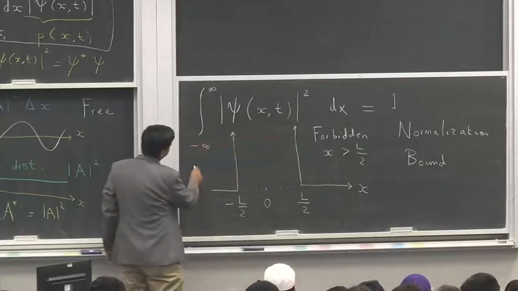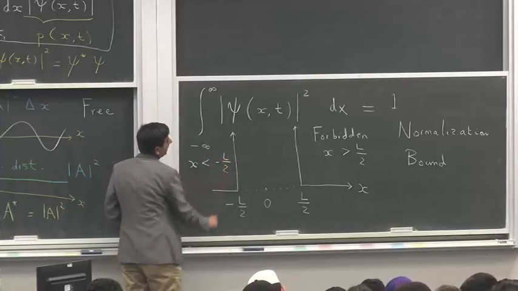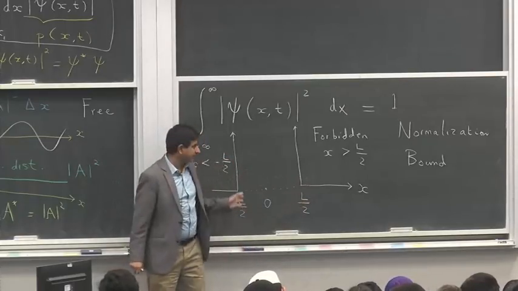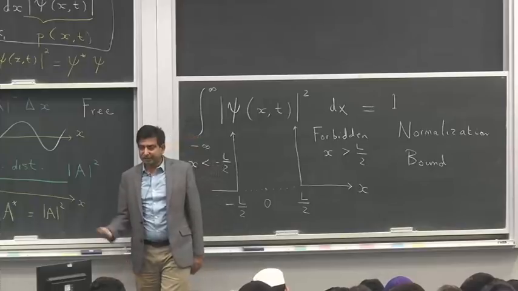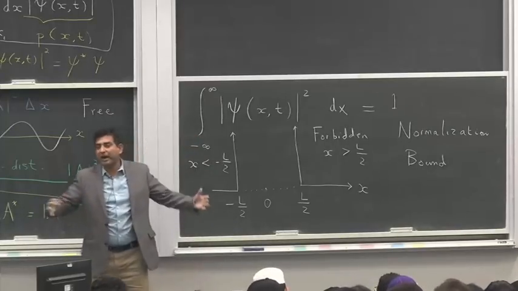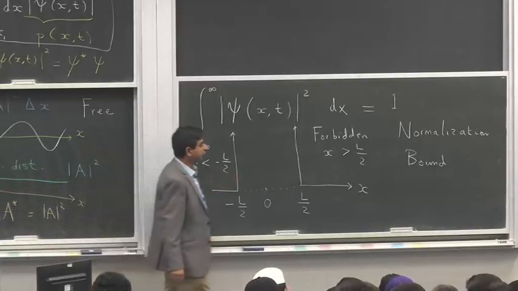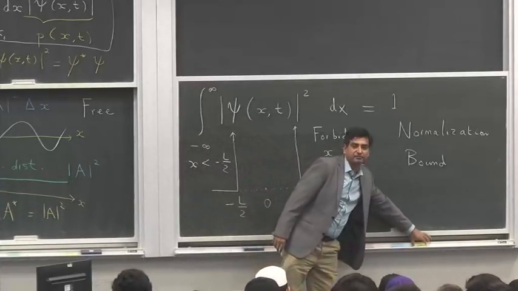And the other forbidden region is x less than minus L by 2. Inside this well, the electron can exist. So it's a bound particle. It cannot go outside these walls. Now suppose I give you the wave function for this particle.